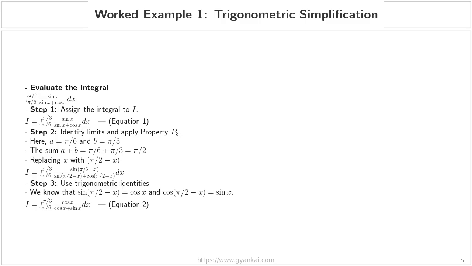Step 3. Now comes a key step where we use our trigonometric identities. Recall that the sine of pi over 2 minus x is equal to the cosine of x, and the cosine of pi over 2 minus x is equal to the sine of x.